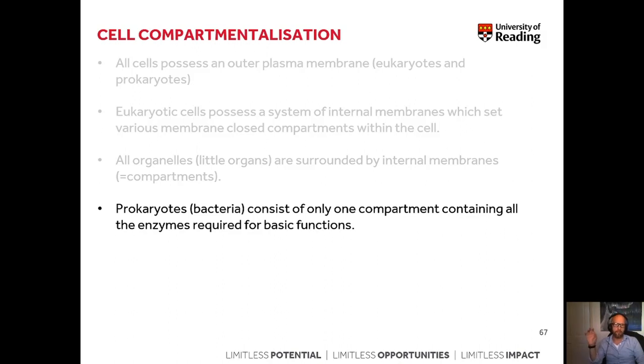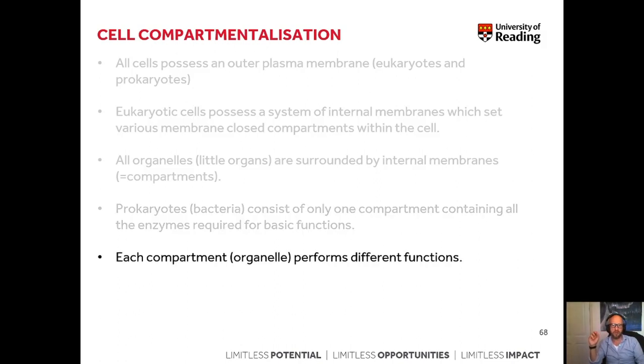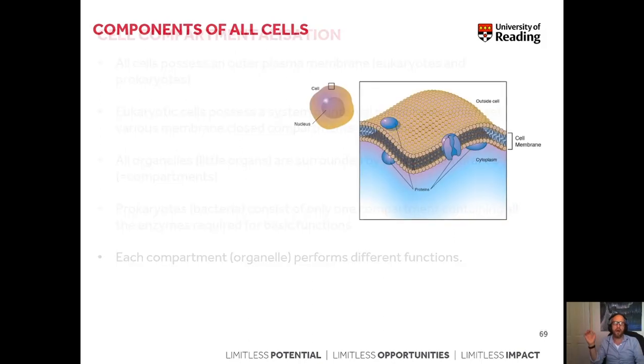In contrast, bacteria and other prokaryotes consist of only one compartment, which contains all the enzymes required for basic functions. But keep in mind that the diffusion is actually efficient enough, because the size is at least 1000 times smaller than the smallest eukaryotic cell. In eukaryotes, each compartment or organelle performs a very different function. Therefore, each organelle has a very defined set of proteins and other molecules in there.